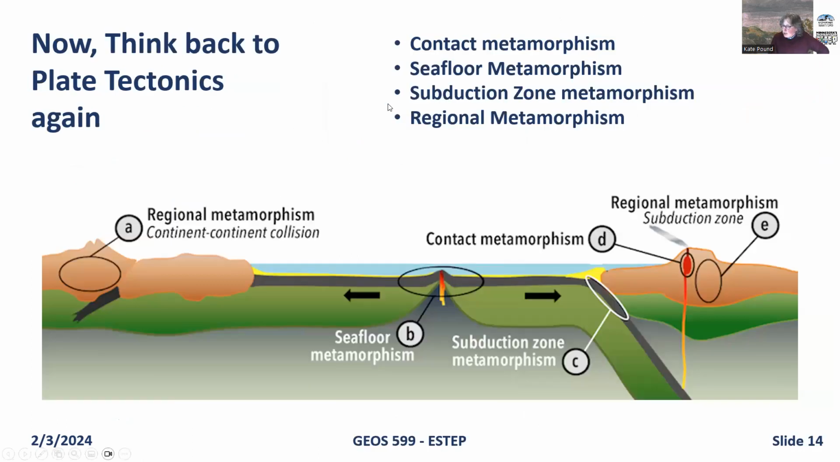Now, I want you to just go back to thinking about plate tectonics. What we just looked at kind of touched on the areas that we were considering for where metamorphism takes place. So there's contact metamorphism, right here near a magma chamber. Remember the seafloor metamorphism, subduction zone metamorphism, and regional metamorphism in a piece of continent or a continental arc area or a continent-continent collision zone.